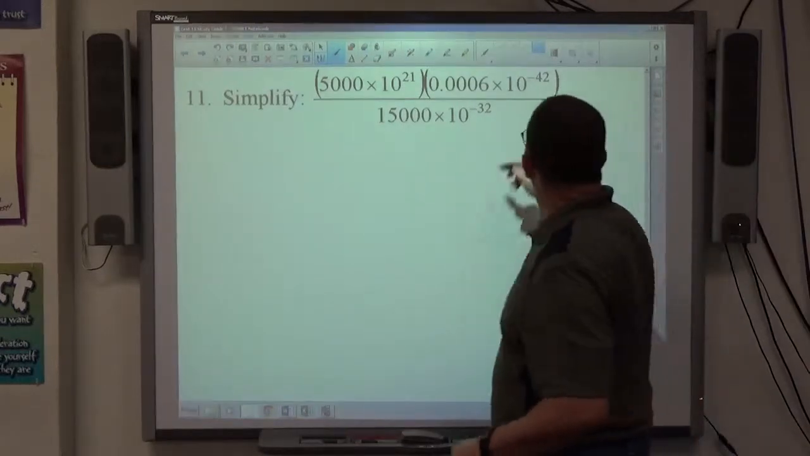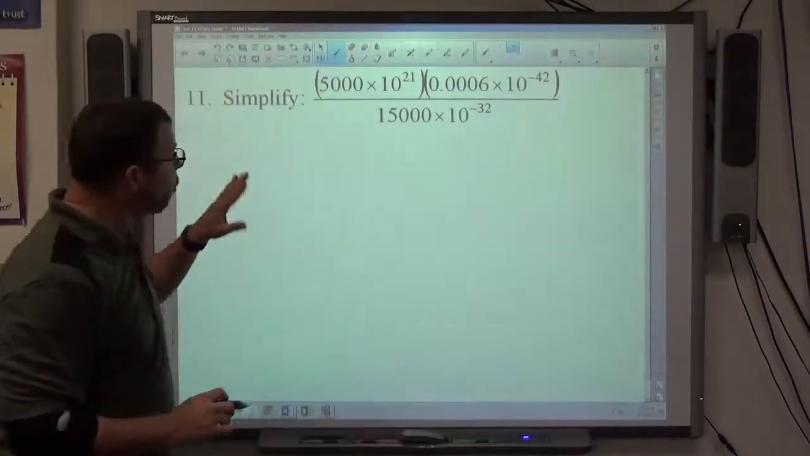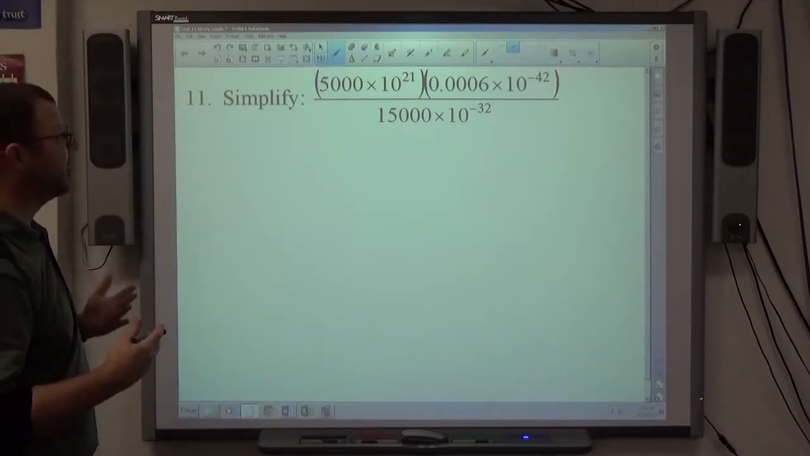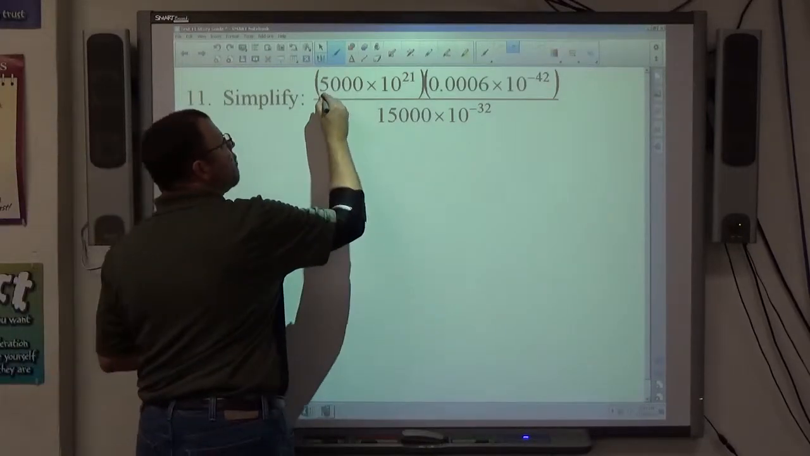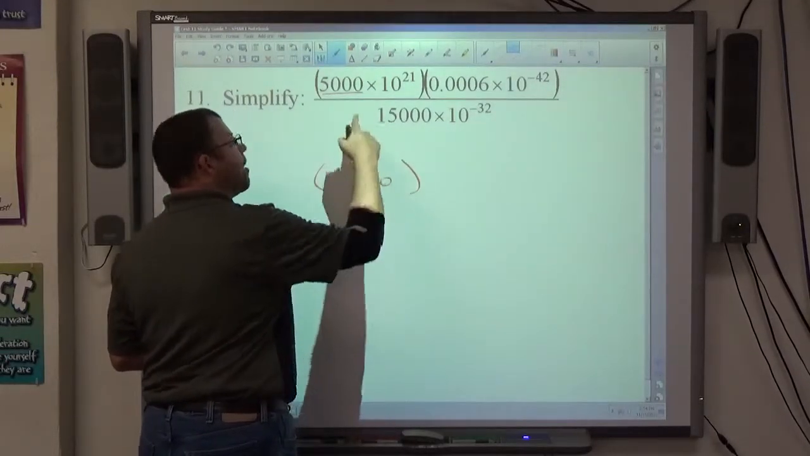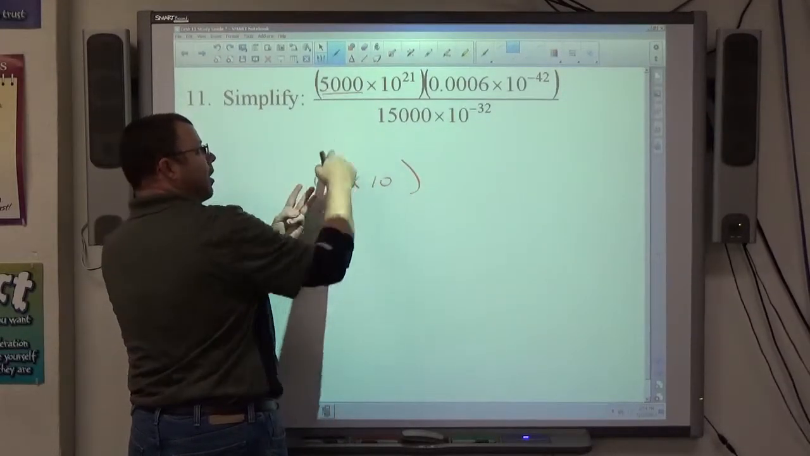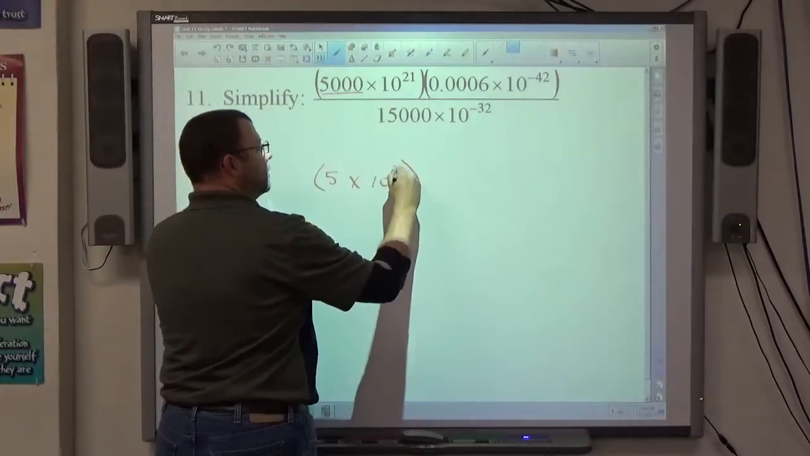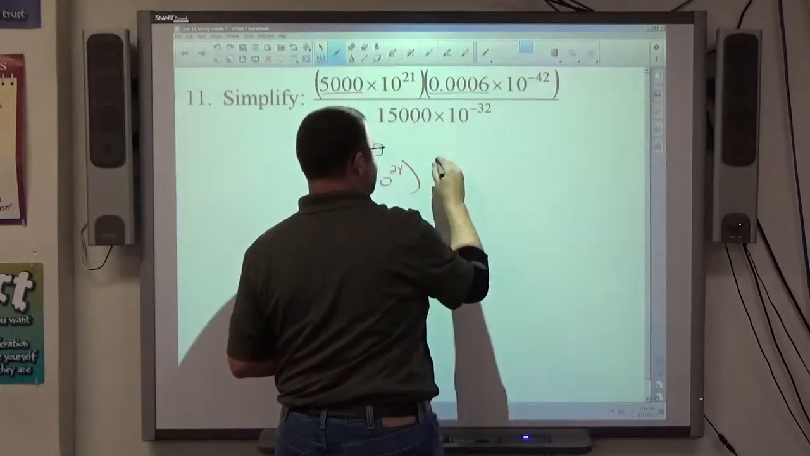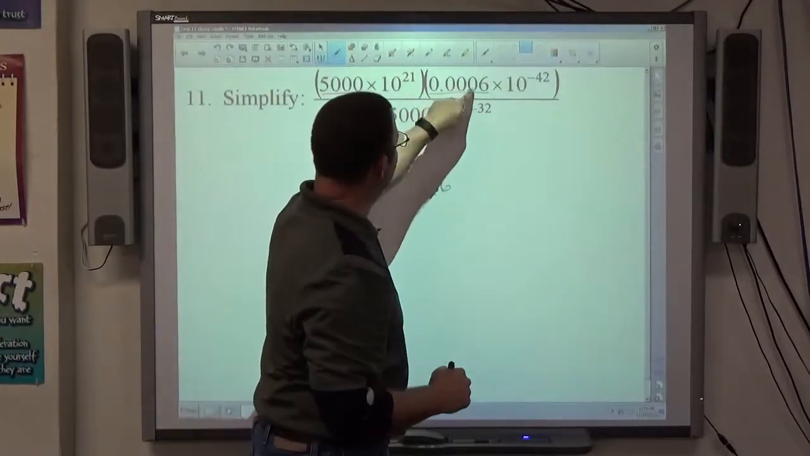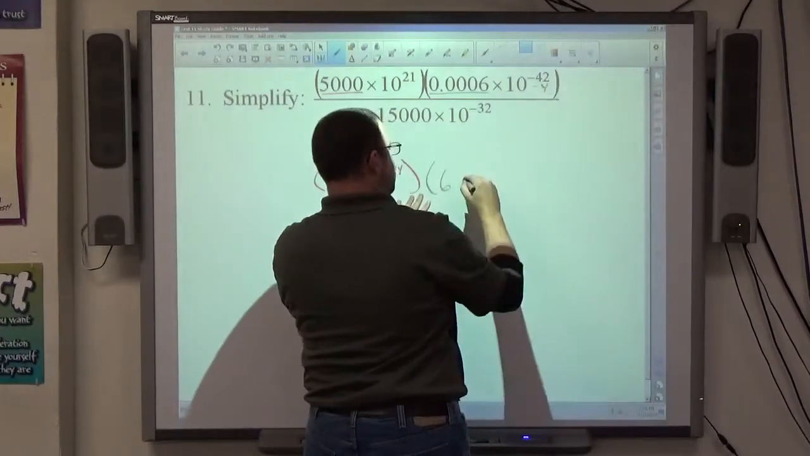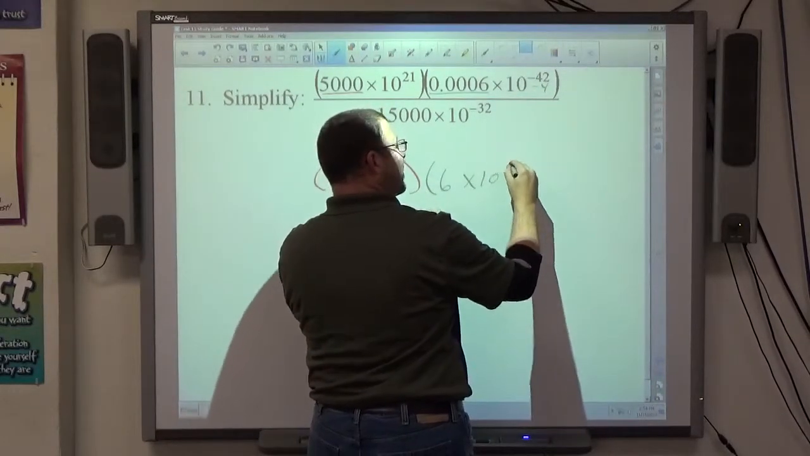Number 11, simplify. We have scientific notation, sort of. So the first thing I would do, seeing this scientific notation structure, is I'd make better scientific notation. So 5,000, I want to become 5. I made this 3 decimal places smaller, so I have to make that 3 bigger. So 24. Second thing, I want this to be 6. I made that 1, 2, 3, 4 decimal places bigger, so I have to make that 4 smaller. Negative 42 minus 4 is negative 46.